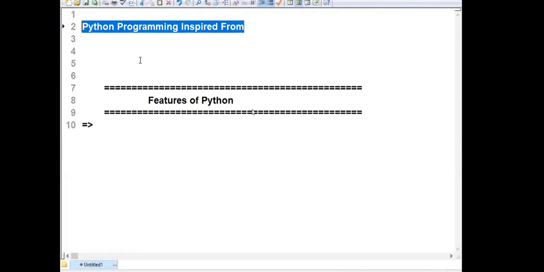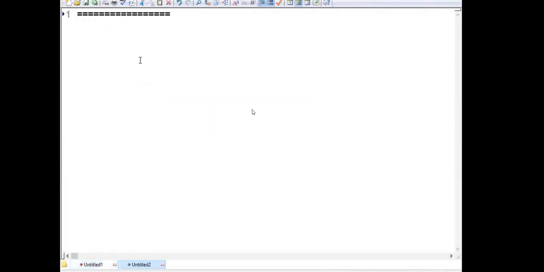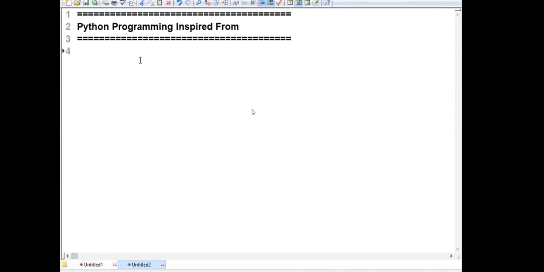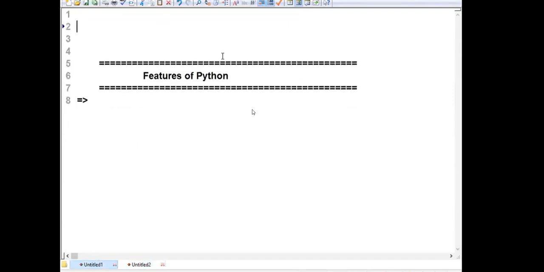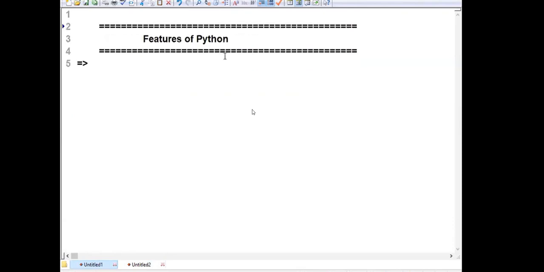So let us start with Python inspired from how many programming languages I just want to discuss. After this, I will go for what? Features of Python language. There is another one I would like to write. Okay, so let us go to that.